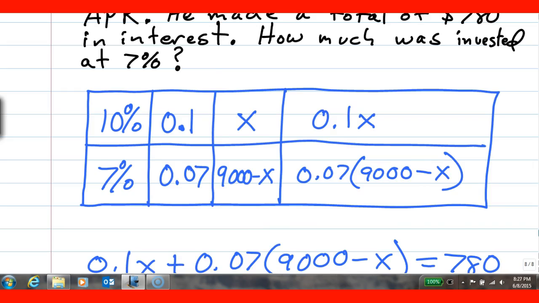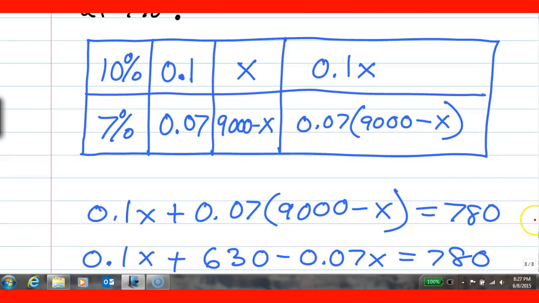So again, I'm going to come in here and make a table. I'm first going to use just the first column to indicate what my two parts are. So I have a 10% and a 7% APR. In the second column, I'm going to take those percentages and put them into their decimal form. So 10% in decimal form is a 0.1. 7% in decimal form is a 0.07.